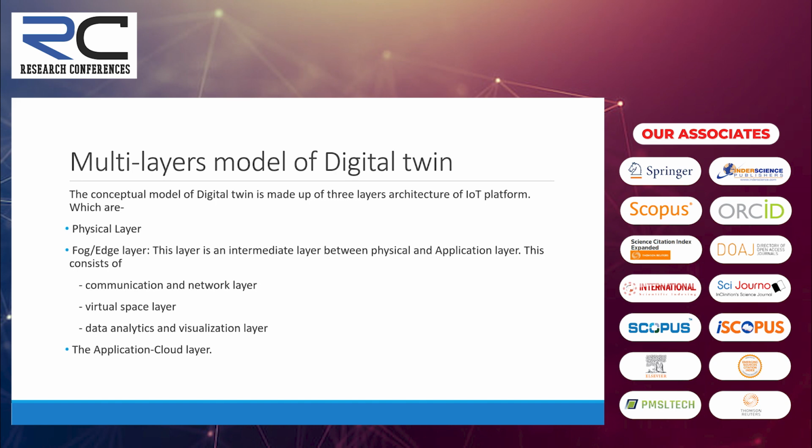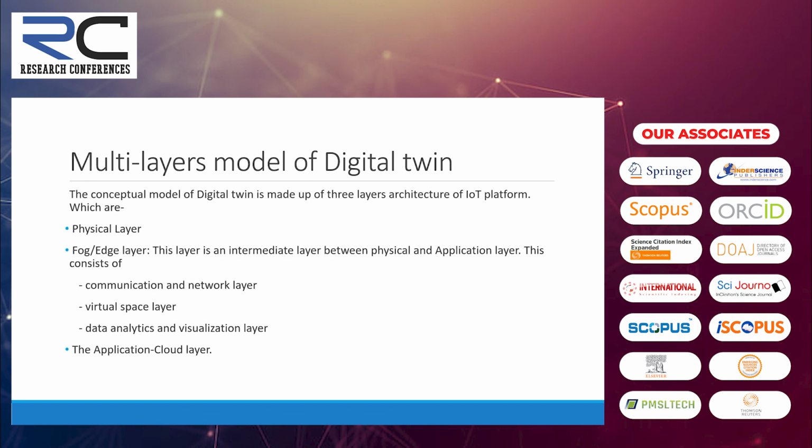So next is the communication network layer. The purpose of this layer is to transmit and receive the data gained from sensors, actuators, etc. The communication technologies used here are 4G and 5G, as I've said.